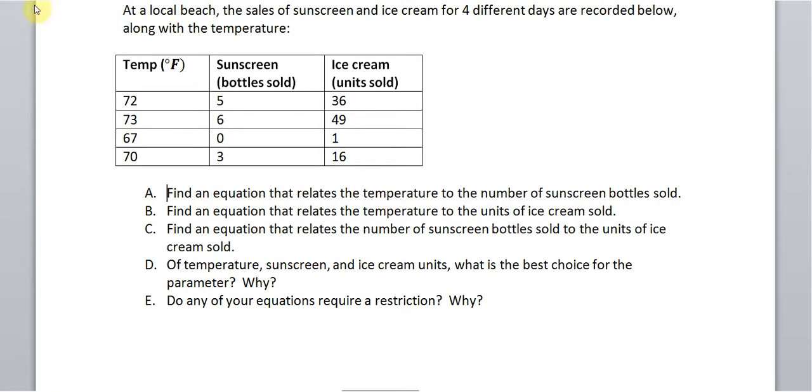Well, all right, so let us begin here by defining some variables. Temperature, we'll use F here to represent temperatures in Fahrenheit. Sunscreen, we'll use S. And then ice cream, we will use I.